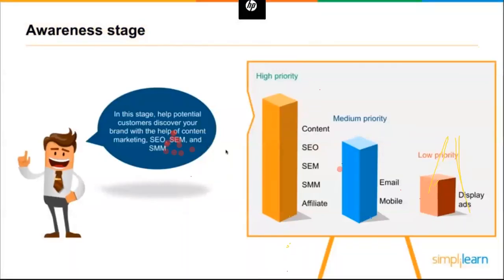For the high priority, I'm looking at SEO, SEM, SMM, affiliate and content. These are the four or five digital marketing platforms I will use when I want to create awareness about my product. Why am I using search engine optimization? Because Google will help me to be seen by many people who don't know about me. And I know that most of you on this platform are in love with a company that you saw just by Googling. The company came up, you clicked, and you loved the company.